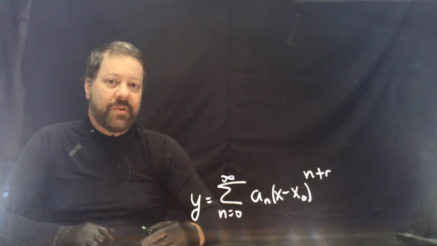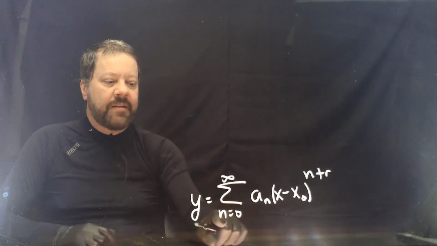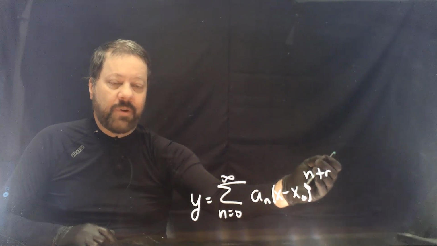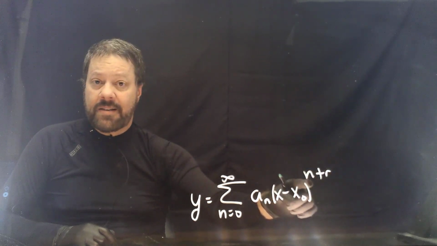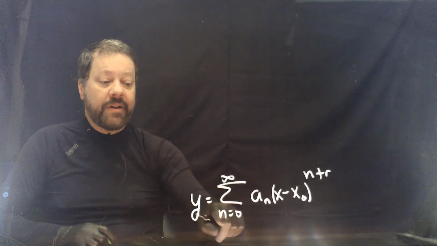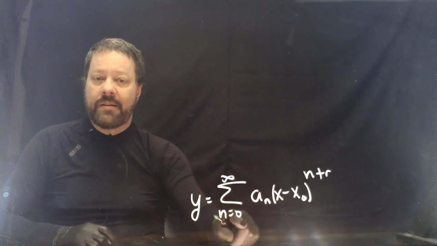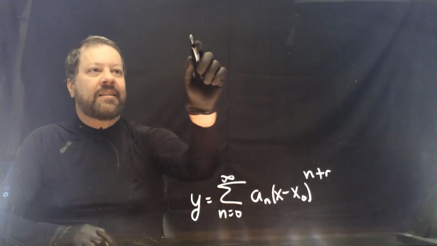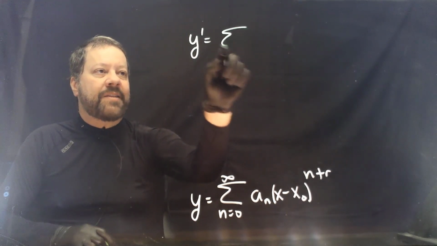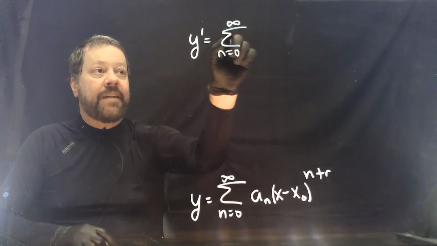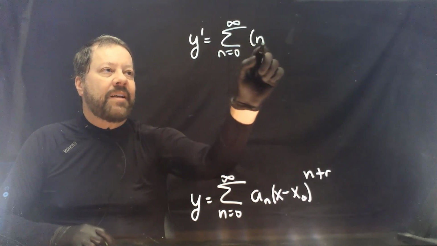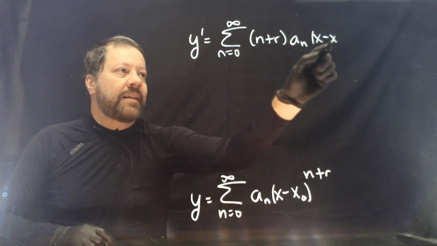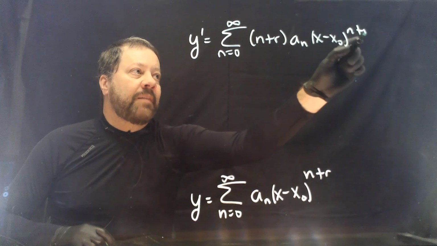Normally, when we take the derivative of a power series, we start at n equals 0. The n equals 0 term would normally be a constant. Its derivative would be 0, so the derivative of the power series would start at n equals 1. But because we have this r here, that's not the case. So y prime will be the sum as n goes from 0 to infinity still. It's going to be (n plus r) a_n (x minus x naught) to the power of n plus r minus 1.